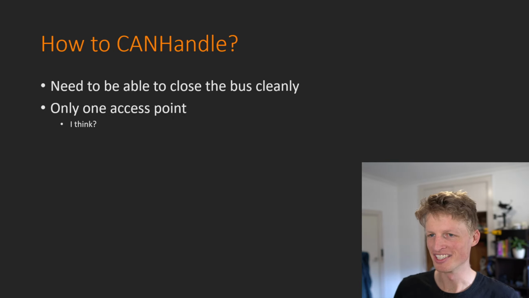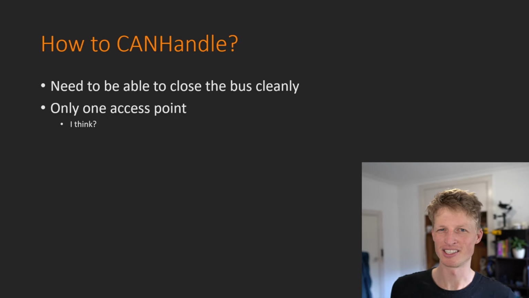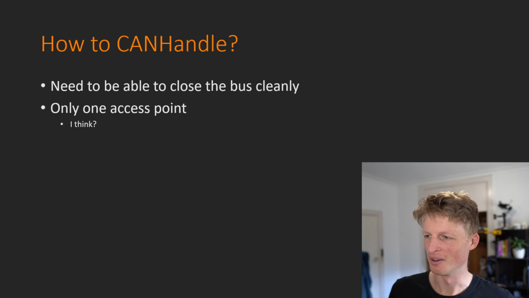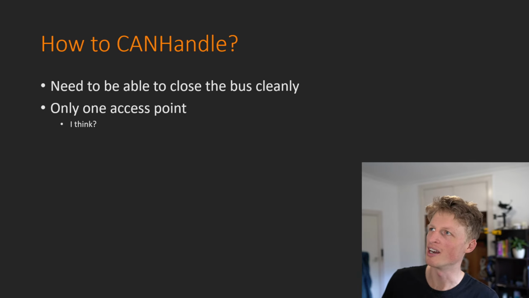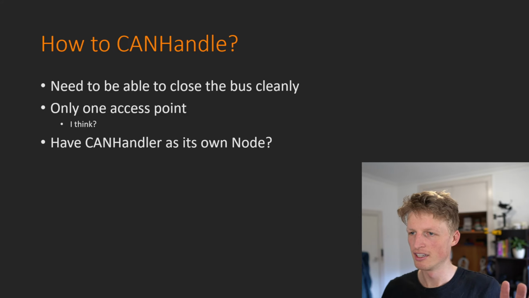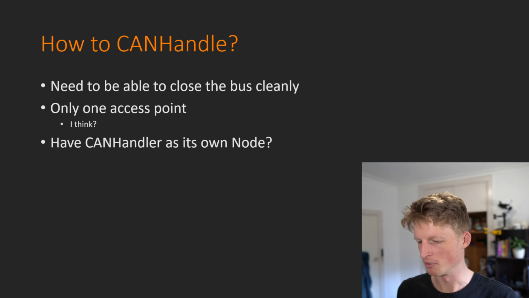ChatGPT is pretty good with this sort of thing, so I'm inclined to believe it, especially because that makes sense. But it would be nice if someone could clarify that, because it would allow me to do some potentially different things if I could access the CAN bus with multiple nodes. But for now, I'm just sticking with only one.